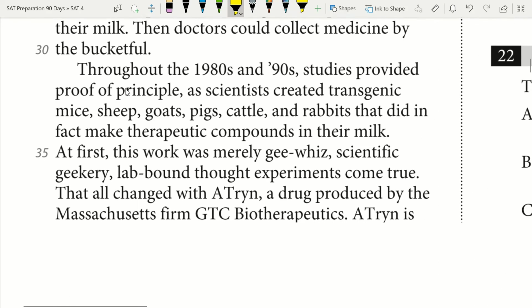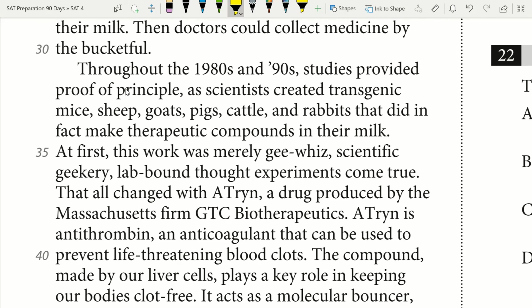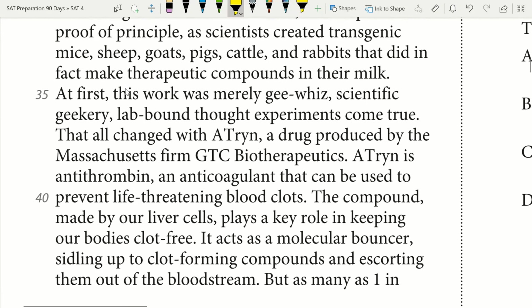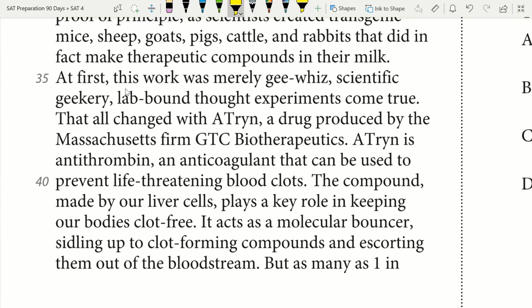Throughout the 1980s and 90s, studies provided proof of this principle, as scientists created transgenic mice, sheep, goats, pigs, cattle, and rabbits that did in fact make therapeutic compounds in their milk. At first, this work was merely gee-whiz science, laboratory-bound thought experiments come true. That all changed with Atryn, a drug produced by the Massachusetts firm GTC Biotherapeutics. Atryn is antithrombin, an anticoagulant that can be used to prevent life-threatening blood clots.